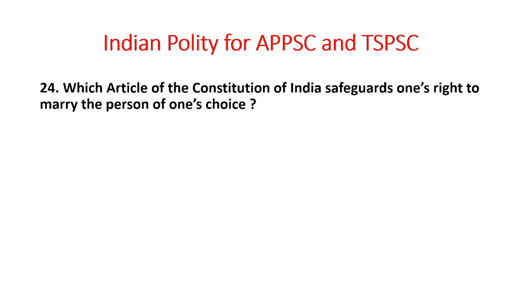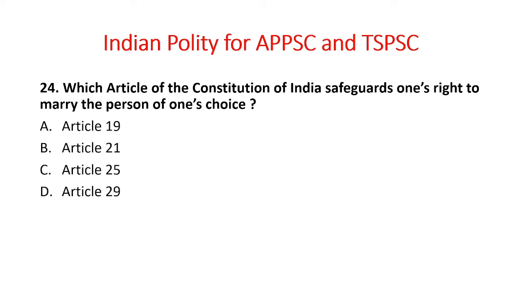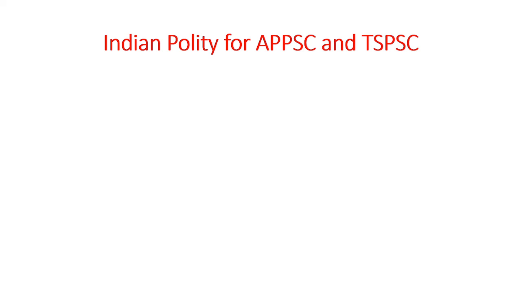Next. Which article of the Constitution of India safeguards one's right to marry the person of one's choice? And the options are Article 19, Article 21, Article 25, Article 29. So, which article of the Constitution of India safeguards one's right to marry the person of one's choice? It is Article 21. Next.